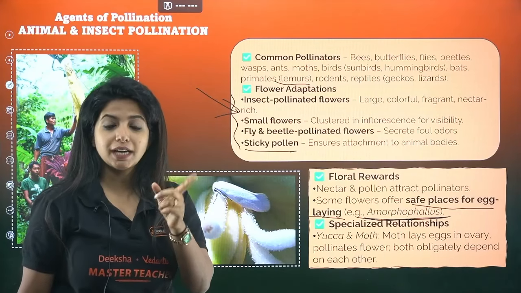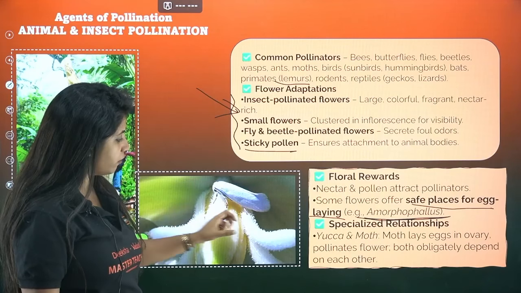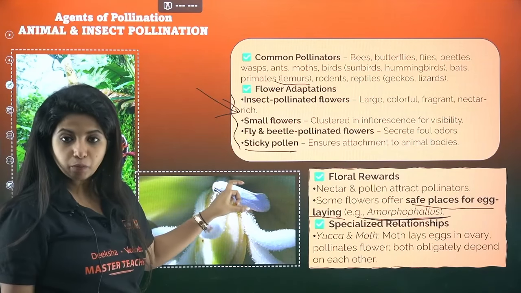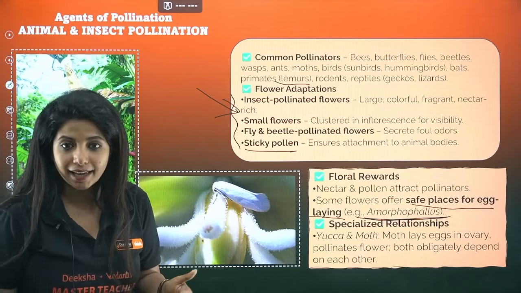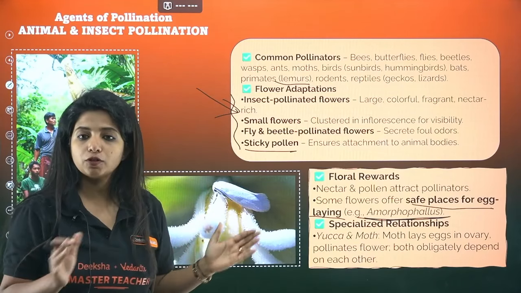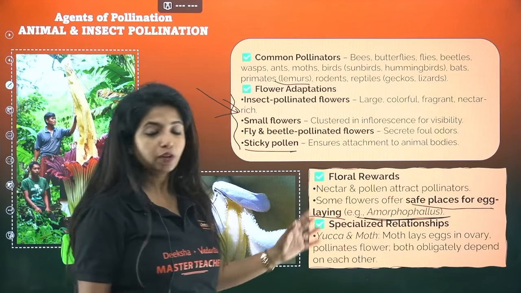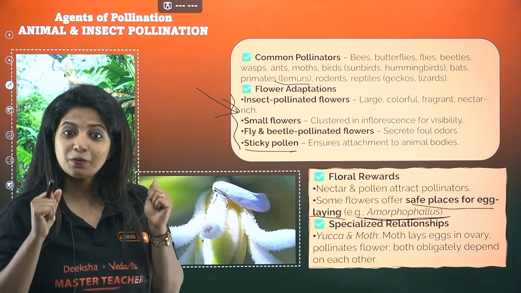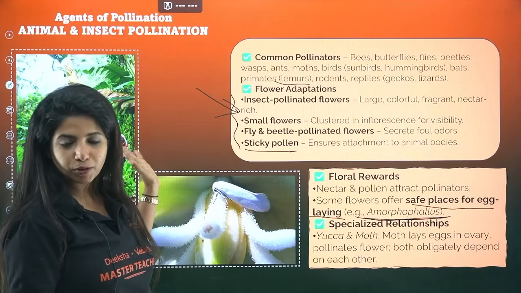Apart from that, in your NCERT, one more example is given, and that is of yucca and the moth. So yucca is this plant, and the moth is a white colored moth. Here also, yucca provides safe space for egg laying, whereas the moth helps in the process of pollination. Got it? So there's an obligate relationship. Both of them stay together only, they survive together only, yucca and the moth. And this is Amorphophallus. I hope you got it.